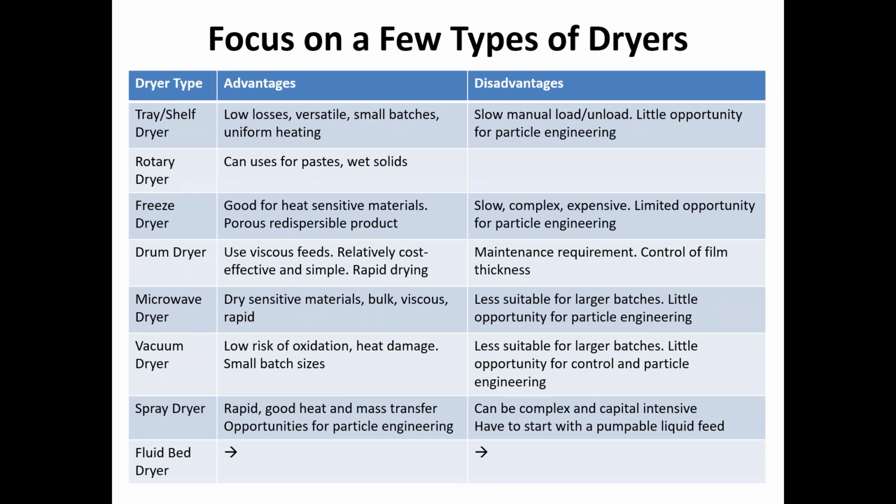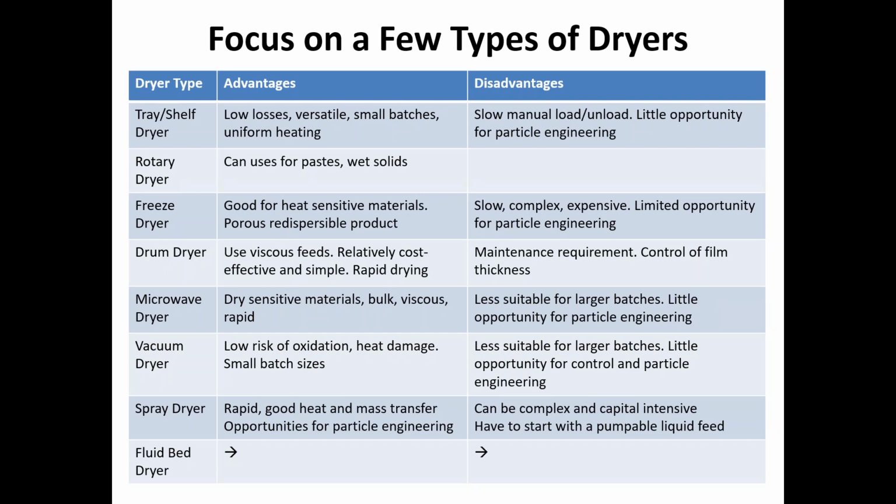Freeze drying is often used for very heat sensitive materials. It gives you a nice porous redispersible product, but it's slow, pretty complex, and expensive. And there's limited opportunity for particle engineering. Microwave drying is often also used for heat sensitive materials. It's very good for bulk materials and viscous materials. It's pretty rapid. But of course, once you move to larger batch sizes, then it's difficult for the microwaves to penetrate, so it's less suitable. And there's little opportunity again for particle engineering.